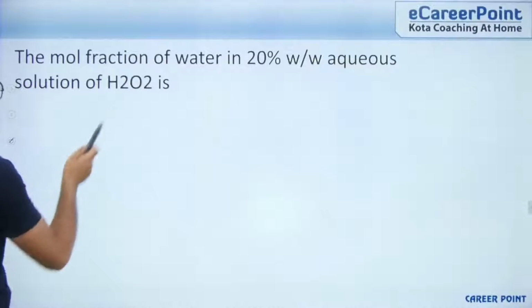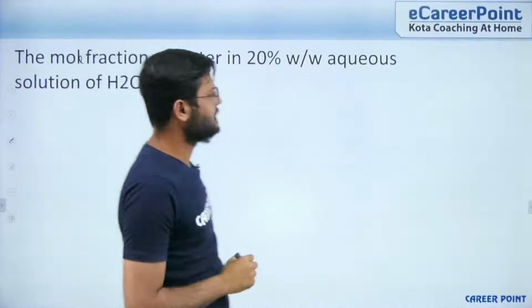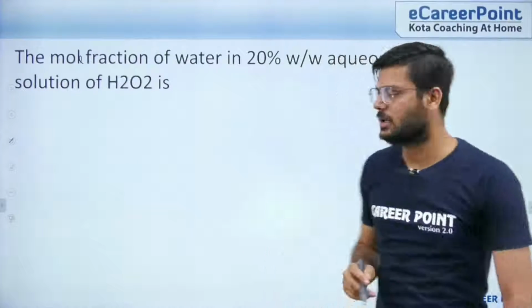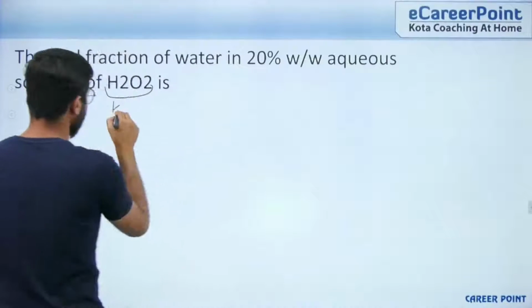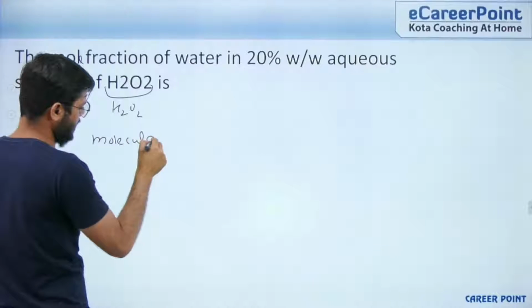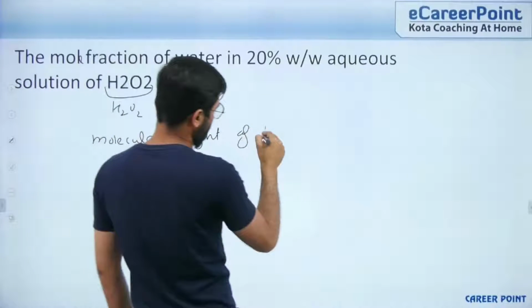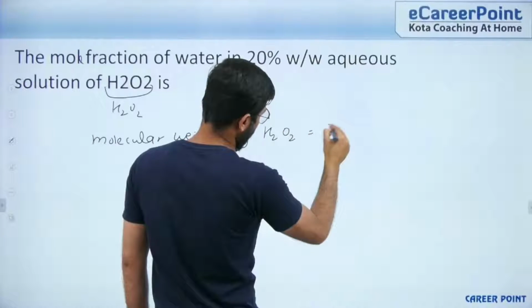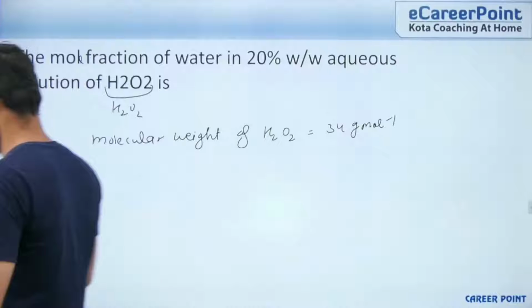Now this question: write the mole fraction of water in a 20% weight by weight aqueous solution of H2O2. H2O2 is hydrogen peroxide. Molecular weight of H2O2 is 34 gram per mole. Okay, can you try it? Do it.